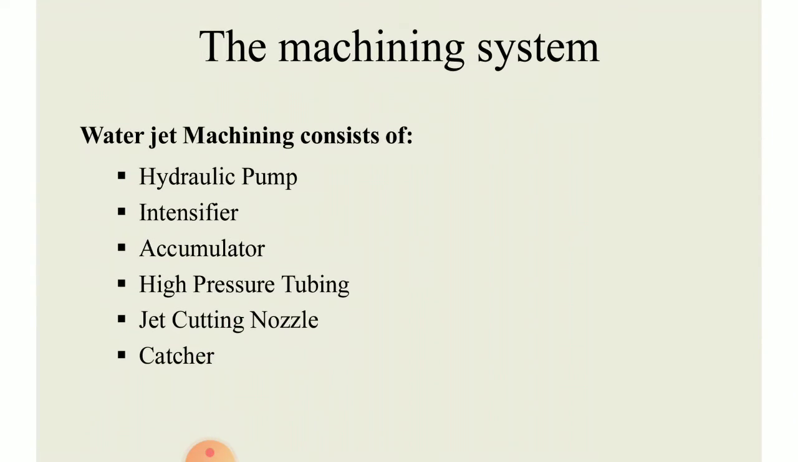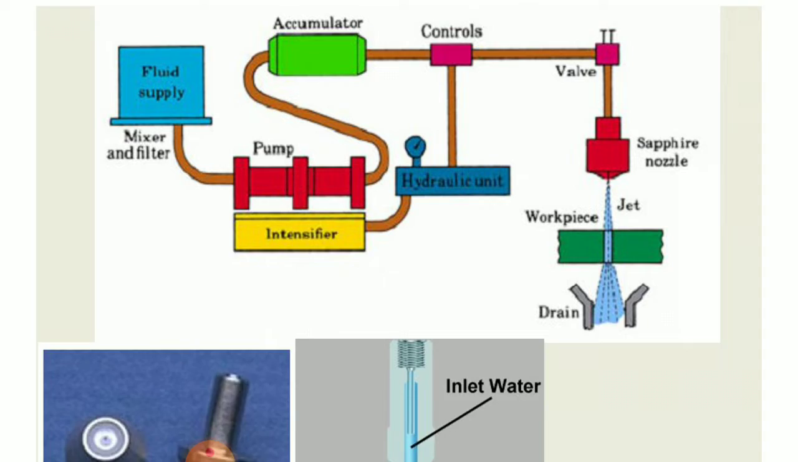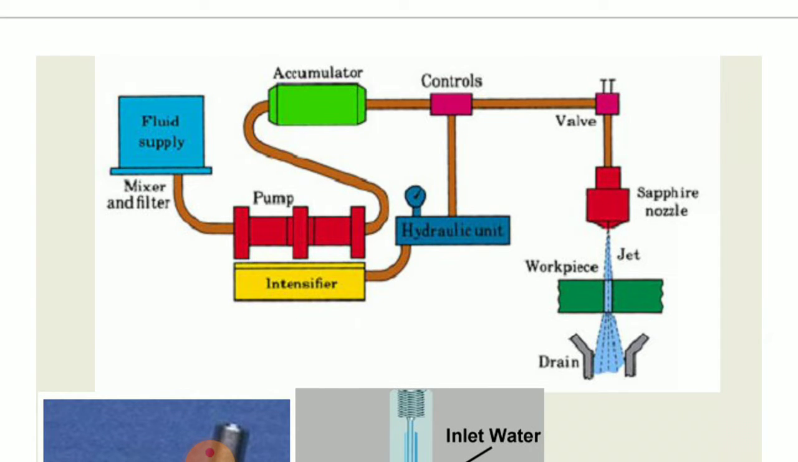With the help of this diagrammatical representation, we have seen the construction features of the water jet machining process, wherein we can observe several parts and components like fluid supply, pump set with intensifier, accumulator, control valves with the hydraulic unit, and nozzle. In the end, there will be a drain that will act as a reservoir for the fluid.